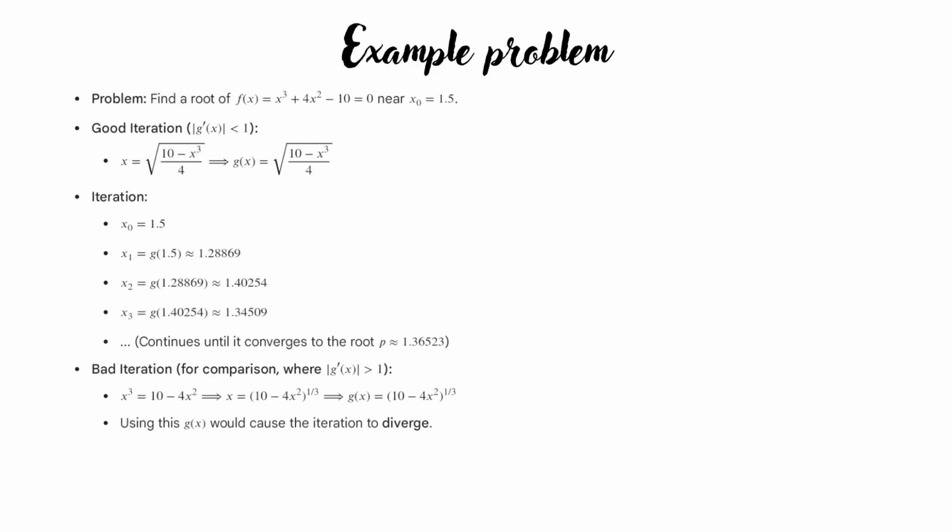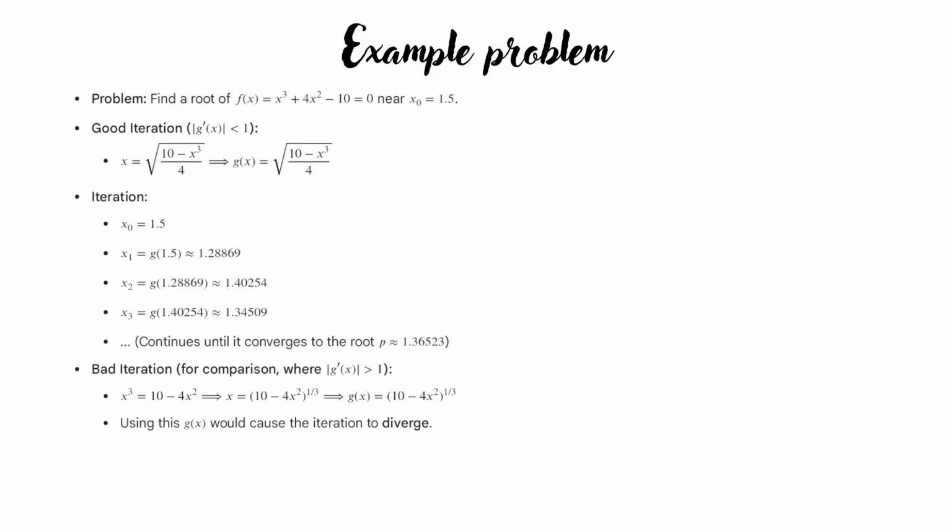For x sub 2, we compute g(x sub 1) to get 1.40254. Then we continue that process until we reach the root p, which is 1.36523. So that is the good iteration.